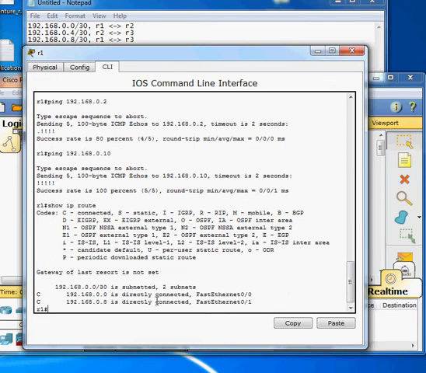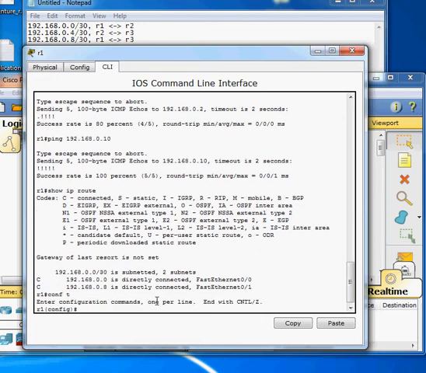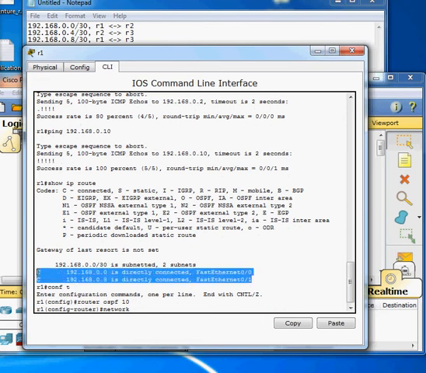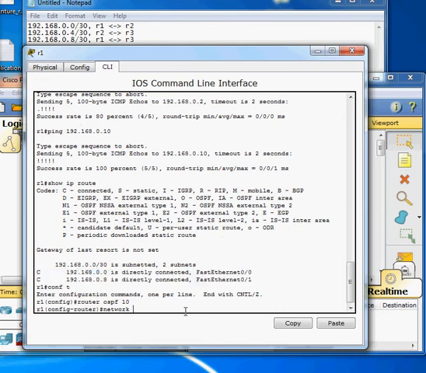So let me enable OSPF. So I'm going to do config terminal, router OSPF 10. So I'm just going to use process ID 10. It's arbitrary. Now I have my networks listed here. So I'm just going to go ahead and add them in here. So 192.168.0.0. Then I'm just going to calculate the wildcard mask.